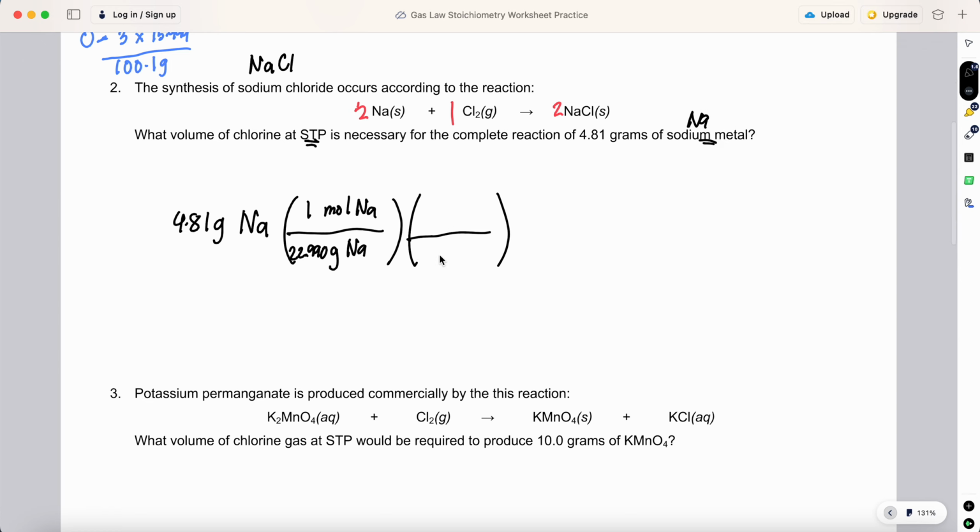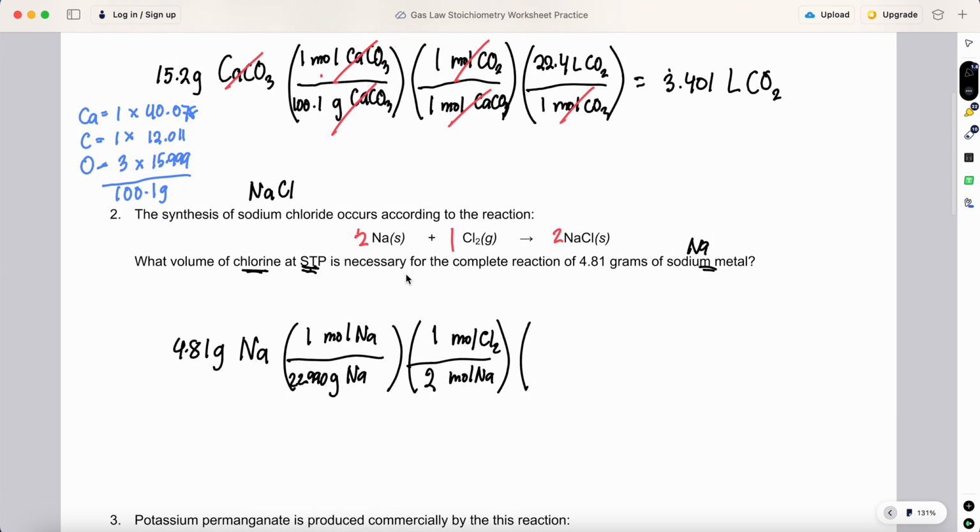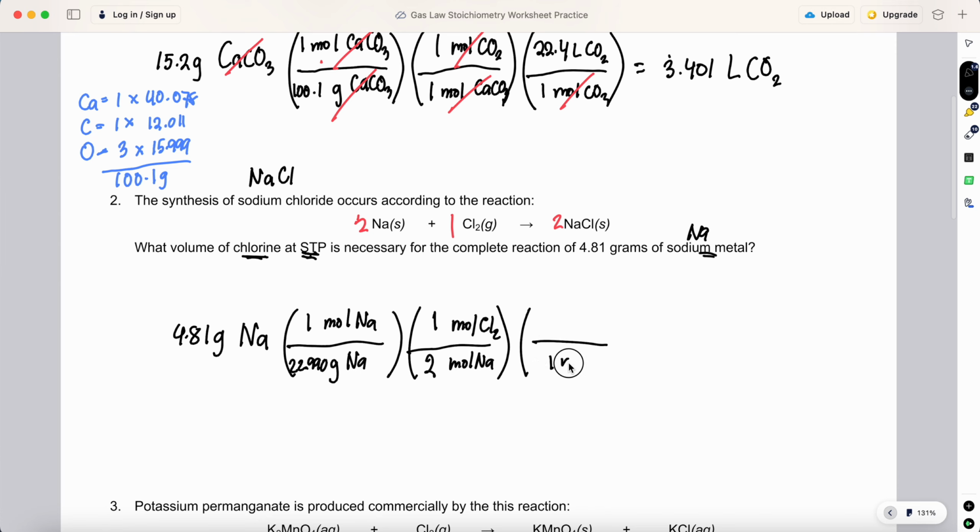Second term, we should cancel the mole of Na and leave the mole of what we're looking for, chlorine gas, Cl2. So how many moles of Na do we have? We had 2 moles of Na. And how many moles of Cl2? We have 1 mole of Cl2. Then since it is at STP, 1 mole of any gas is equal to 22.4 liters. So let's say that we have 1 mole of Cl2, which is a gas. We also have 22.4 liters of that gas.